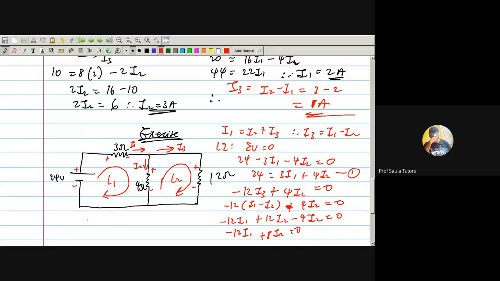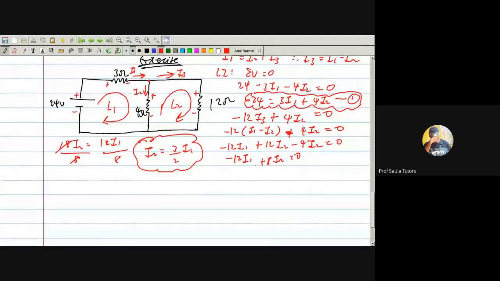So looking at this, you will see now I can make anyone my subject. So check, 8I2 equals 12I1. I can divide both sides by 8 to find my I2. So my I2 equals, 4 in this one gives me 3, 4 here gives me 2, 3 over 2 I1. So I can now go ahead to put my 3 over 2 I1 for my I2 here.